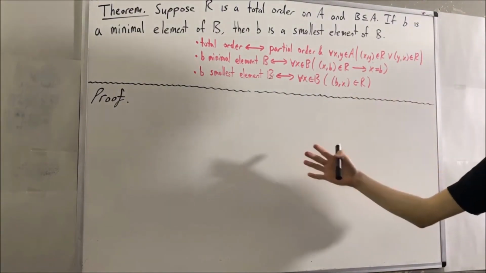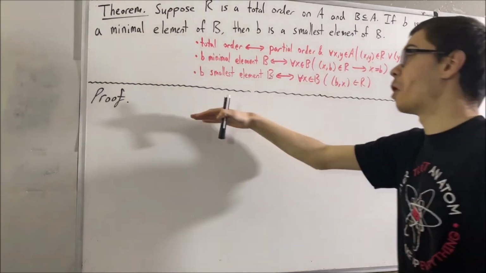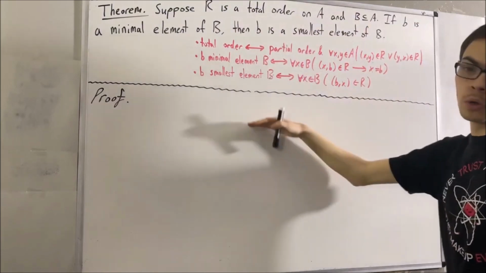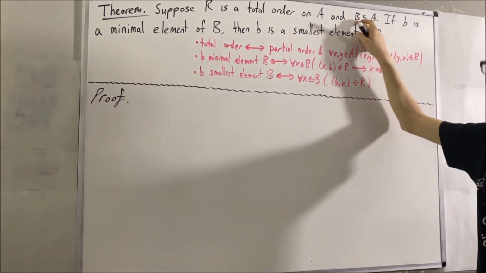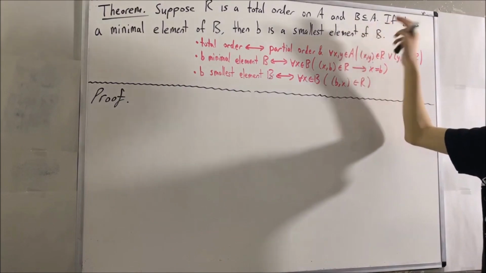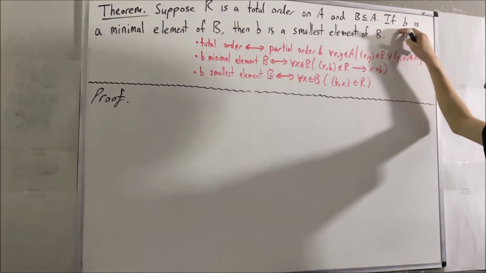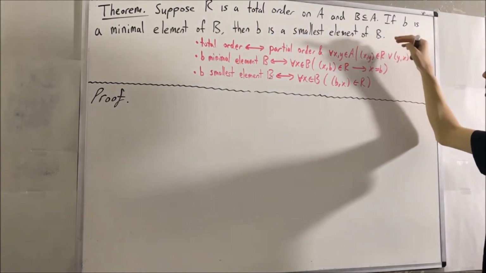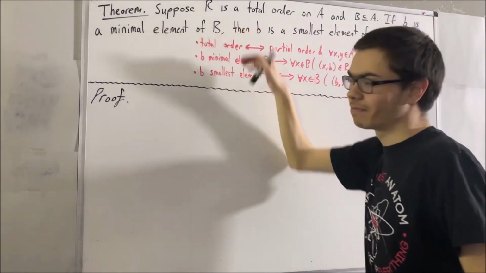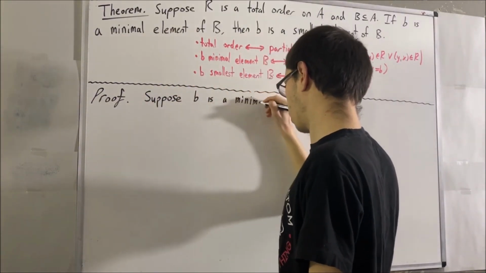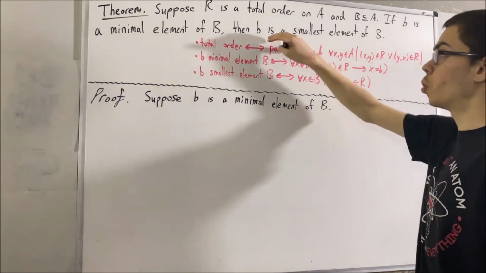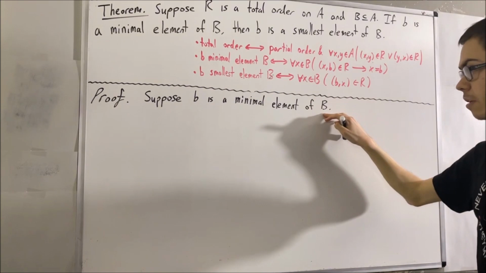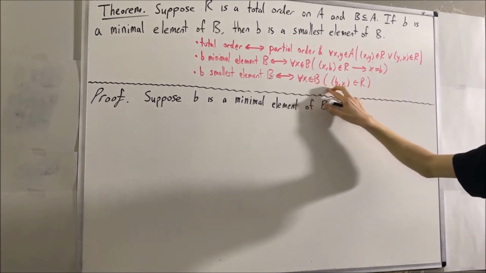Okay, so now let's get into the proof. So let's suppose that we've already declared a total order R on a set A. And let's suppose that we've already declared a set B, where B is a subset of A. So now our goal is to prove that if b is a minimal element of B, then b is a smallest element of B. So suppose b is a minimal element of B. And so our whole goal now is to prove that b is also a smallest element of B. In other words, we're trying to prove that this statement is true.